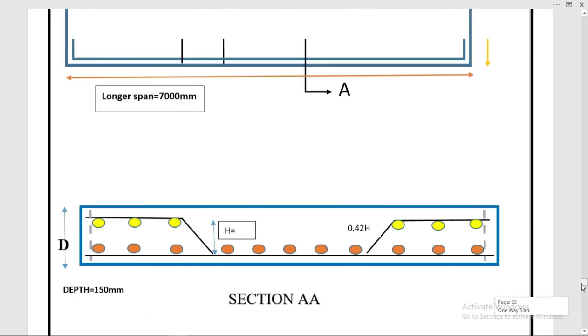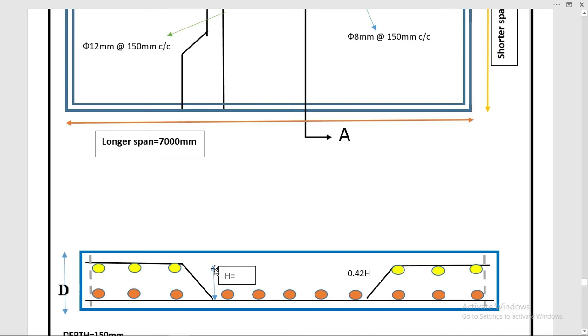Get to the section. Here in the section you can see H is this main bar bending from here to here, 45 degree. So from the center of this bar to center of this bar we will calculate the H. This is the H value, from center of this bar to center of this bar.